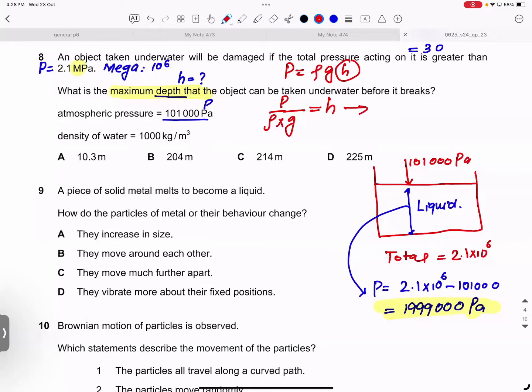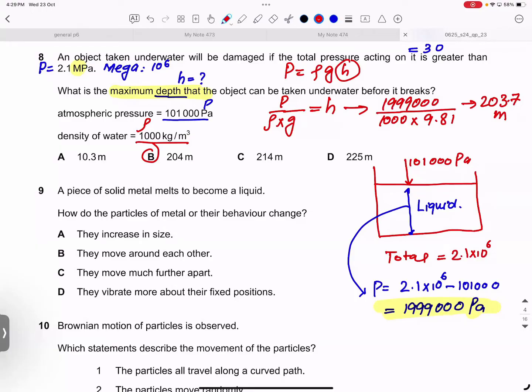Pressure is 1,999,000 divided by density, they gave you 1000, times g, 9.81. Calculate this. 1,999,000 divided by 1000 times 9.81 is 203.7 meters. The only option is B. That was a good question.